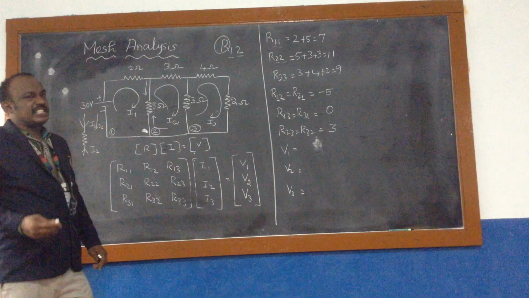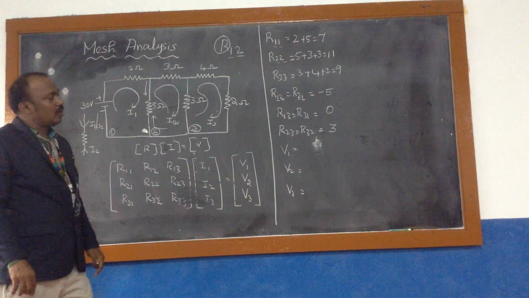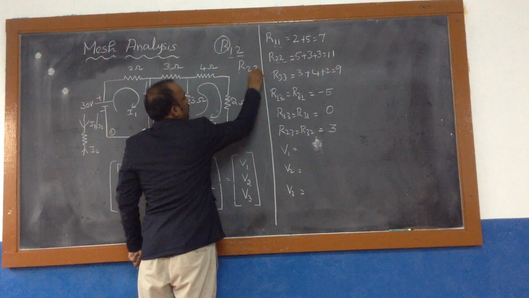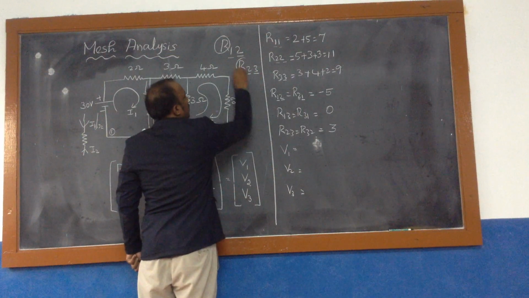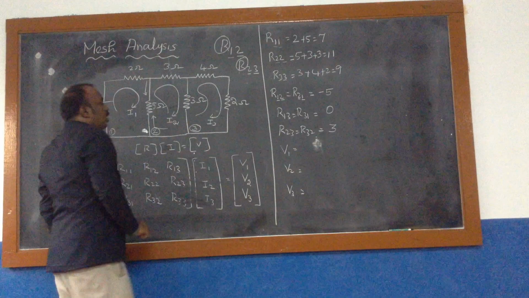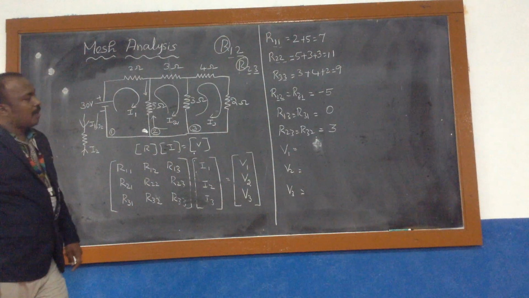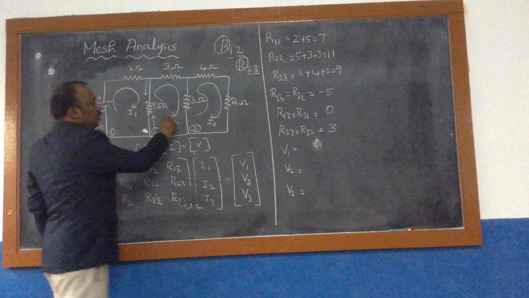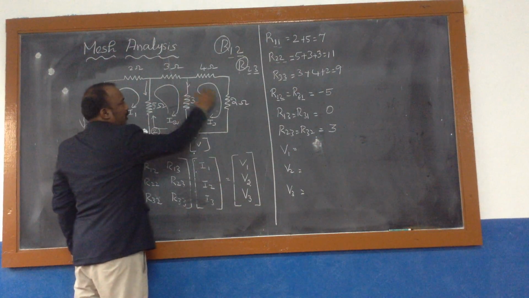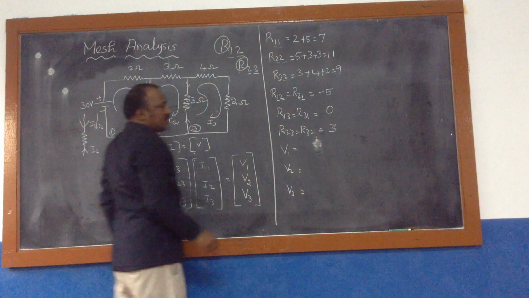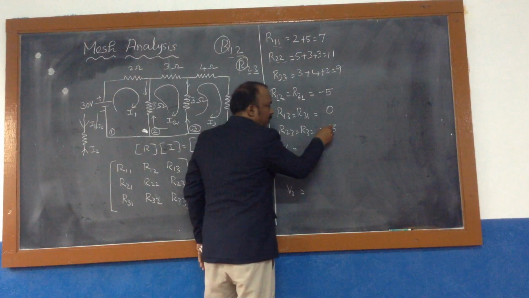Similarly, R13 is 0 value. Then go to 2 and 3, R23: the second loop and third loop common resistance. That is 3. Similar to the first loop and second loop, apply the same current concept here. I2 flows from top to bottom and I3 flows from bottom to top. Both are in the opposite direction, so students, we need to put negative here.